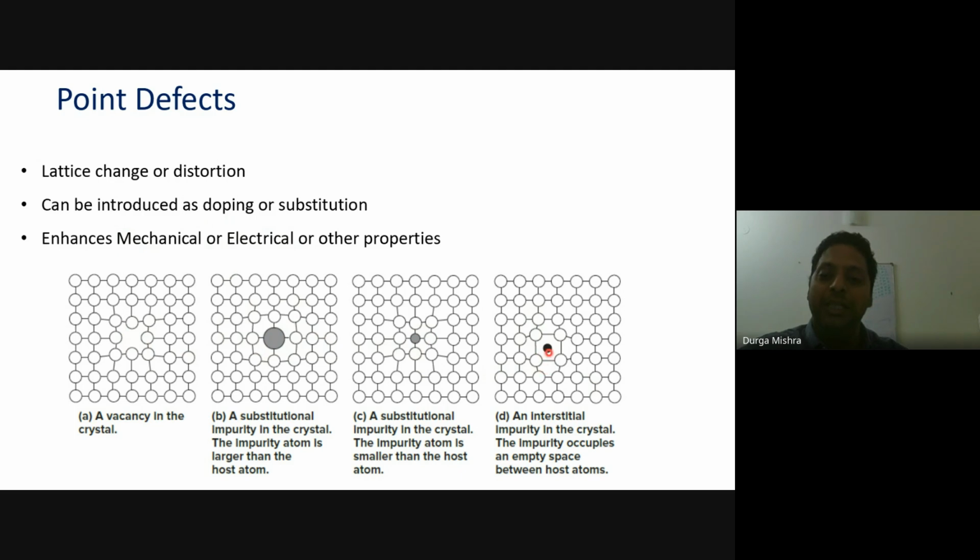Here in the interstitial substitution, you are not replacing any parent atom. They are all there, and the only thing you are doing is introducing an atom into the space that is available. Most of the time, this interstitial substitution will not change the crystal structure at all. It may change the lattice parameter, but if it is FCC, it will still remain FCC.